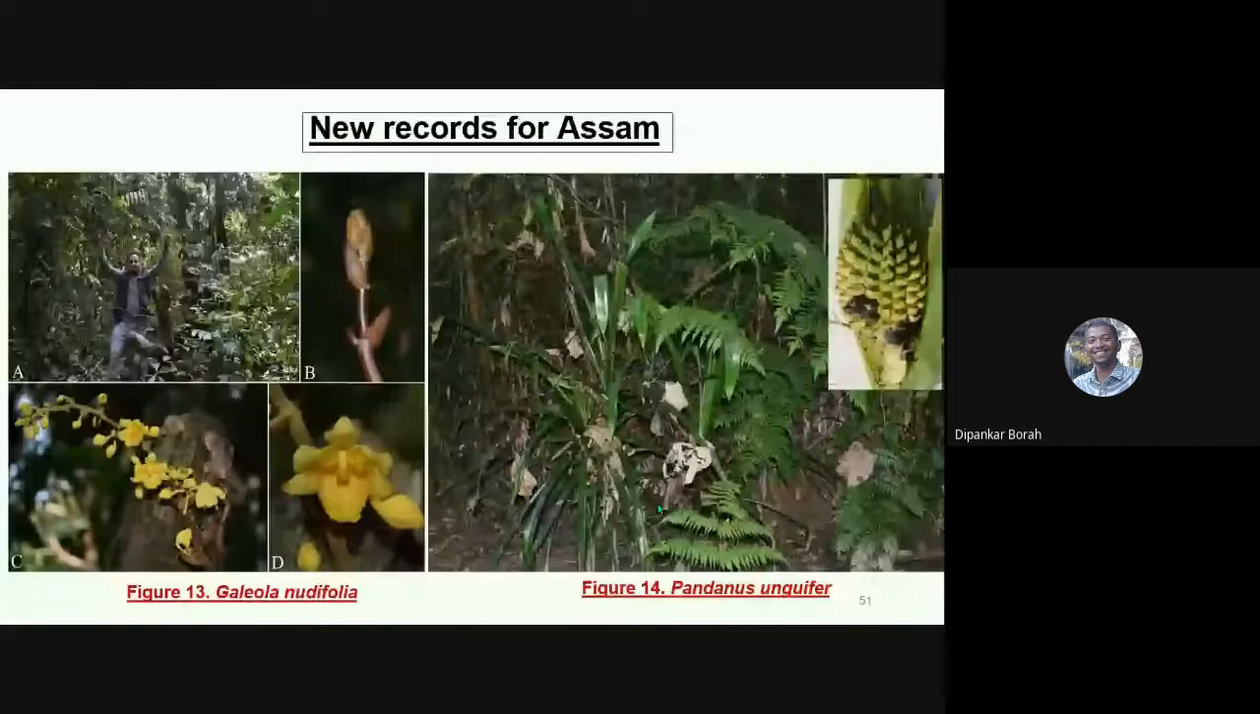So these two plants are newly recorded for Assam. Figure 13 shows Galeola nudifolia. Only a single individual of this plant was encountered at BRF. Figure 14 shows Pandanus unguifer, which is common throughout the forest, but was recorded as new for Assam.